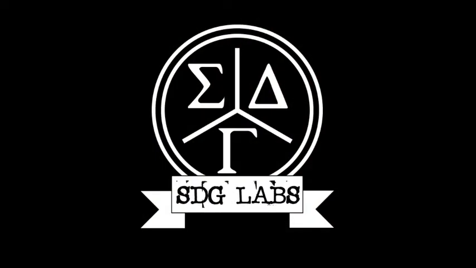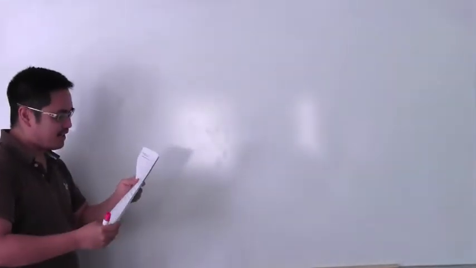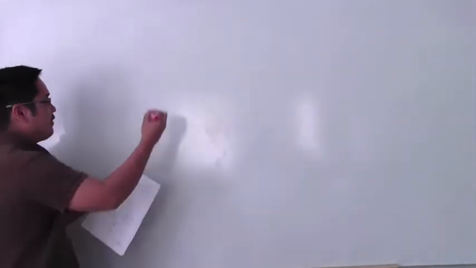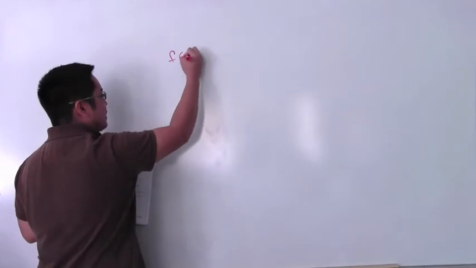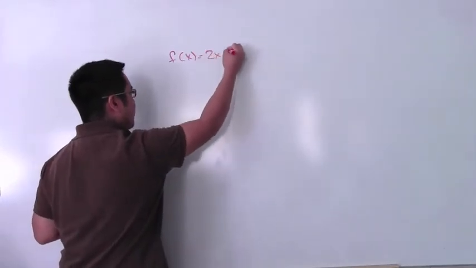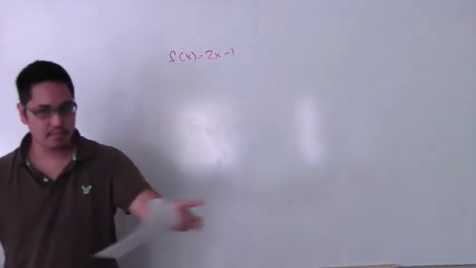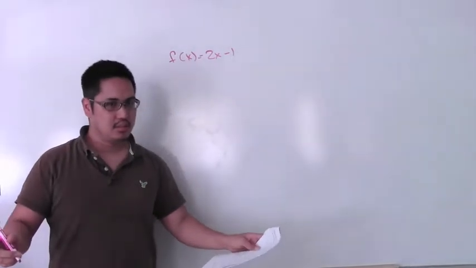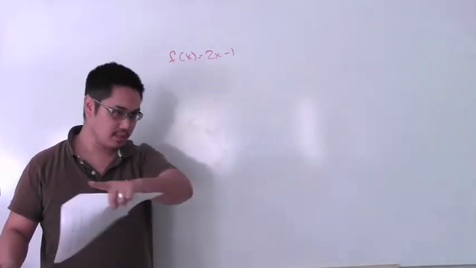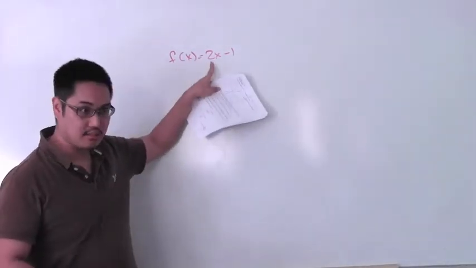Let's do some math! So, here's what I'm going to do. I've got a graph, and this graph is f of x equals 2x minus 1. Now, what's the slope? 2 over 1. It's the number in front of the x, right?